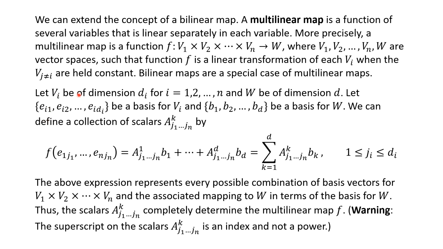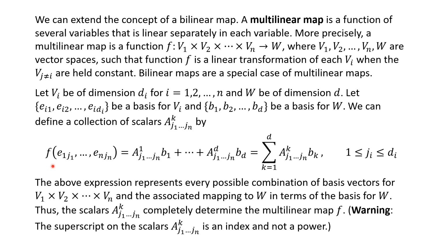Let V_i be of dimension d_i, and let W be of dimension d. Let this set be a basis for V_i. So the first element here in the subscript stands for the vector space, and the second element is just counting the different basis vectors. So V_i has d_i basis vectors, and that's why you go from 1 up to d_i. And then b_1, b_2 up to b_d is a basis for W, since W is of dimension d.